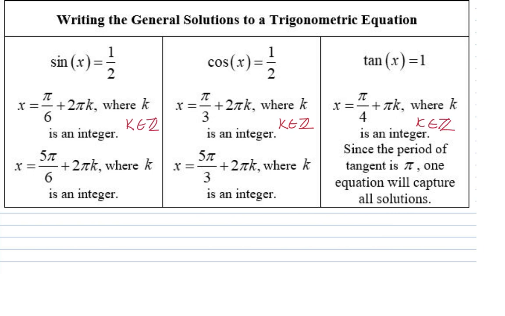And then for tangent, we have pi over 4 plus pi k. This one, technically, you could write two answers, but you don't have to because the pi literally takes you to the next answer. So the period for tangent is pi, so this is why this one is pi k, and these are 2 pi k because their period is 2 pi.